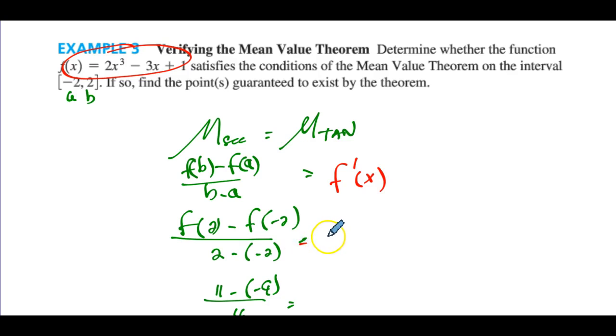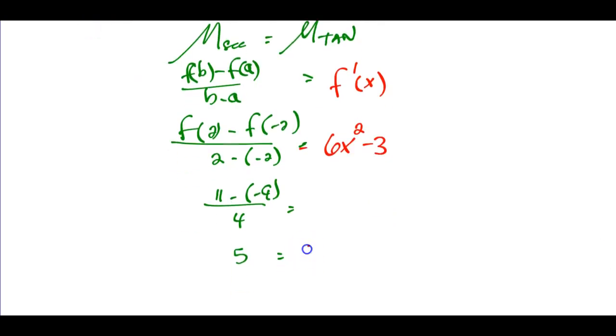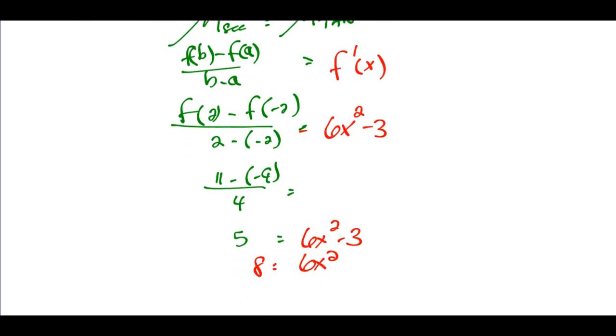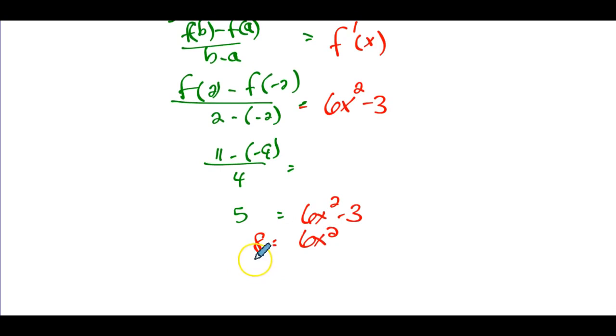So the derivative is 6x squared minus 3. And I'm going to set that equal to 5. So 6x squared equals 8. Dividing through by 6 and reducing gives me 4/3 is x squared. And then, of course, x would equal plus or minus 2 over the square root of 3, which you could simplify to around 1.15 and negative 1.15.